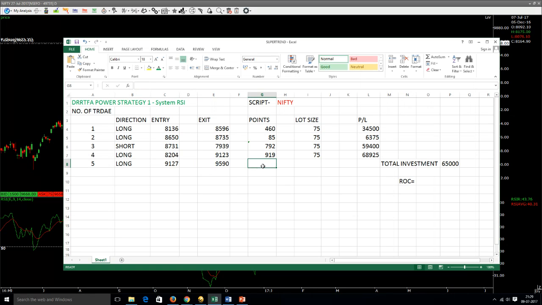At 9,590. How many points I have got is equal to this minus my entry, which is this, and the lot size is 75, and the profit is 34,725. So we see what our total profit is: 2,39,025 in just 1 year, and the ROC, return on capital, would be 314% on your margin blocked, which is somewhere on an average 65,000 for one lot of Nifty.